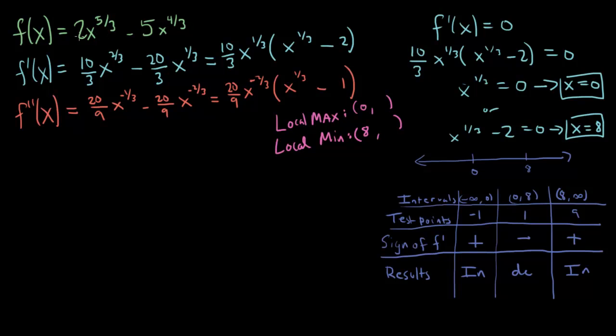Clearly, if I plug in a 0, f of 0 is 0. That's easy. Now 8 is a little more difficult. I'm actually going to use my calculator here. We'll see if f of 8 ends up being a nice number. So let's see, 2 times 8 raised to the 5/3 power minus 5 times 8 raised to the 4/3 power. Negative 16. You know, we can do those by hand, but it's not fun.